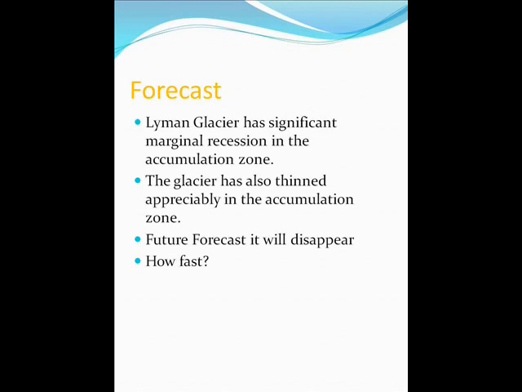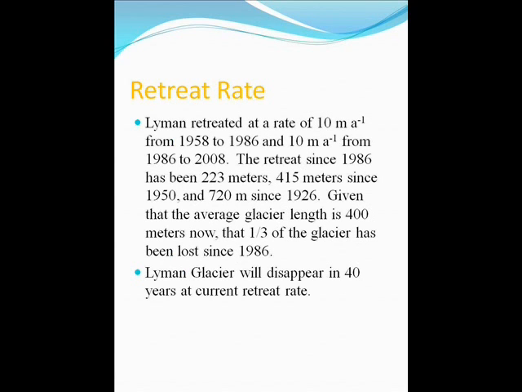So if we want to forecast the survival of Lyman Glacier, it has significant marginal recession in the accumulation zone. It's thinned, and so we would forecast that it will disappear. This doesn't tell us the speed, it just tells us that it is thinning and will.